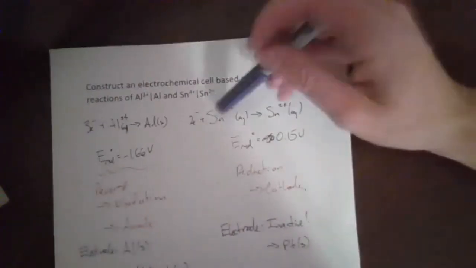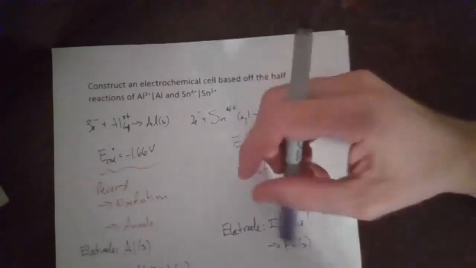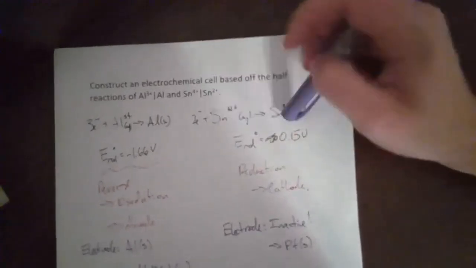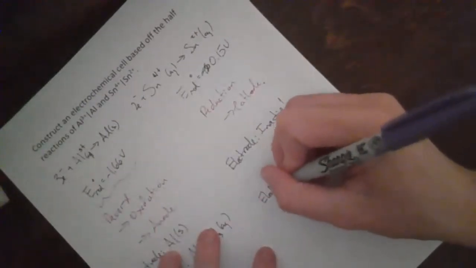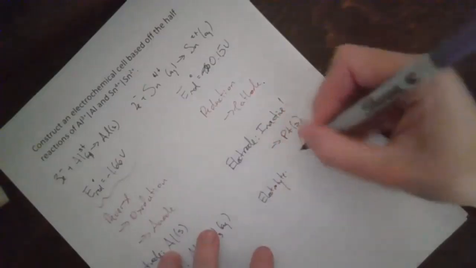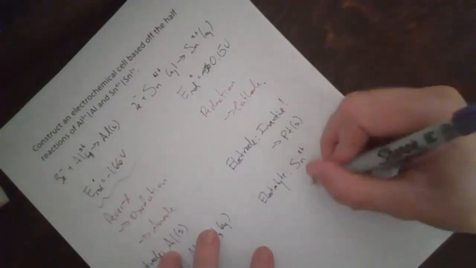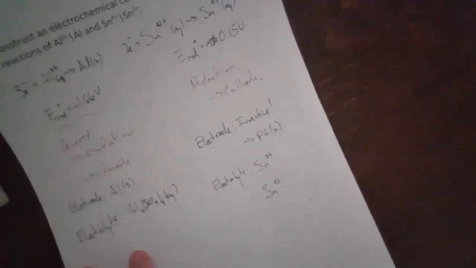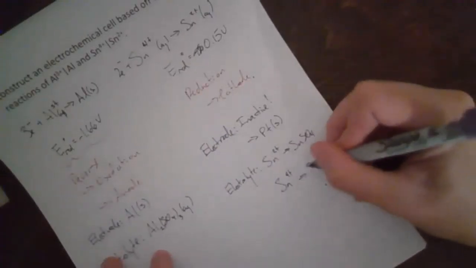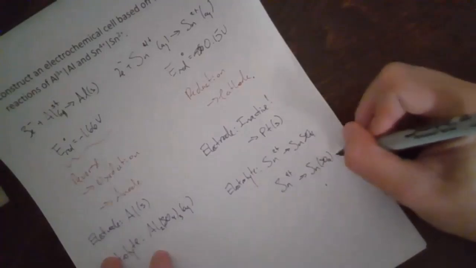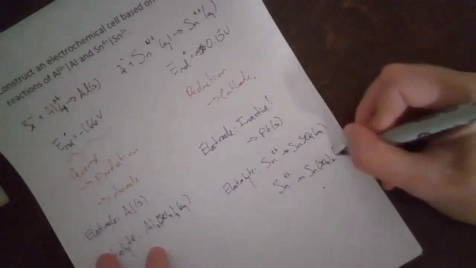Whenever I have these ions, that's where I need to be using my inactive electrode, because these are just going to be out in the electrolyte. I need just a piece of metal that won't react. Platinum is very unreactive. Then for the electrolyte, I need both the tin 2+ and the tin 4+. So I'm going to dissolve both of them. Again, they're cations, so they need to be paired up. I'm going to do this with sulfate, and I'm going to do this with sulfate.